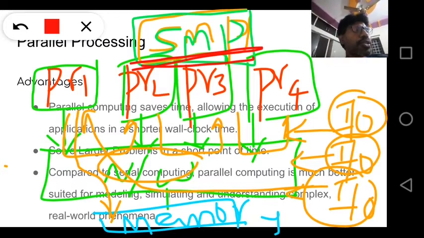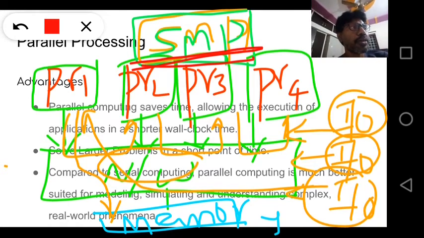It is really necessary to understand this symmetric multiprocessor system before understanding parallel processing. So parallel processing can be implemented within a single computer having multiple processors, or it can be implemented by using a group of computers that are connected together, which is called grid computing or cloud computing, or even Internet of Things, IoT, which is an advanced topic and beyond the scope of this syllabus.